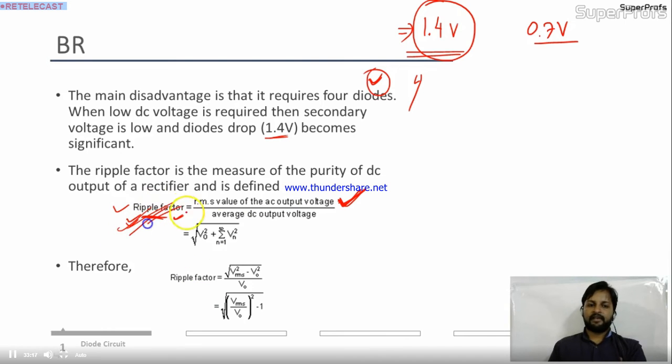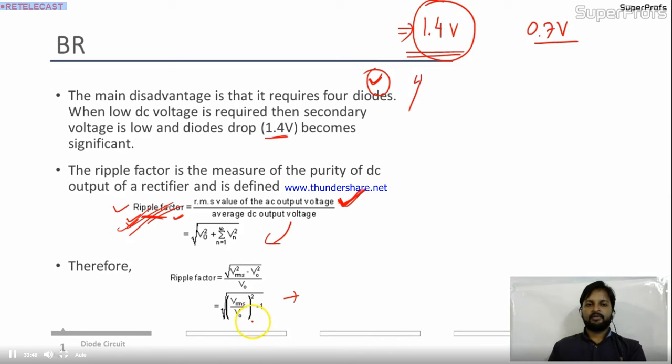Ripple factor is nothing but the RMS value of the output voltage divided by the average DC output voltage. So this will be the square root of V RMS square minus V0 square, divided by V0. So this is like V RMS square divided by V0 square, minus 1. We are not going into the calculation because we need the output.